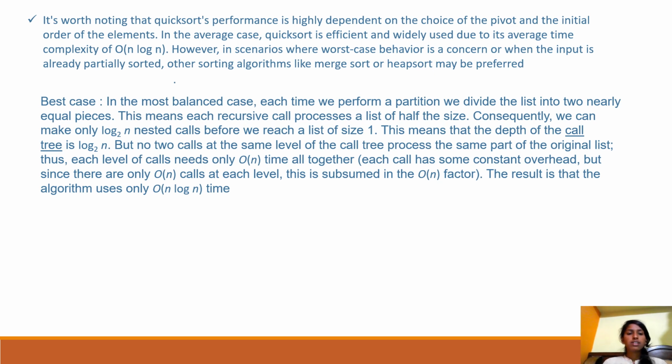In the best case, it is the most balanced case. Each time we perform a partition, we divide the list into two nearly equal pieces. This means each recursive call processes a list of half the size. Consequently, we can make only log 2 n nested calls before we reach a list of size 1. This means the depth of the call tree is log 2 n, but no two calls at the same level of the call tree process the same part of the original list.